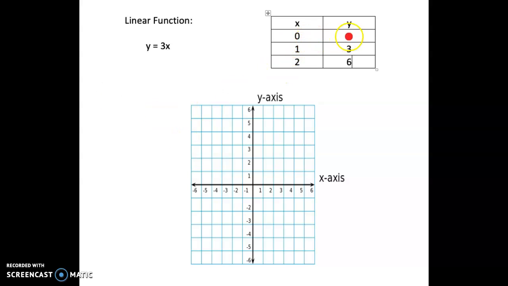So first, (0, 0), well that's the origin, that should be an easy one. So right here at (0, 0). Our next one, (1, 3). So when x is 1, y equals 3. So right there. And for our next one, (2, 6), when x equals 2, y equals 6. Right about there.